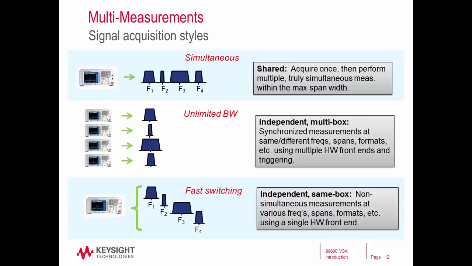The second acquisition style allows you to use multiple independent analyzers, which are all triggered together to capture different signals. These could be spaced anywhere in frequency, but there's going to be some triggering uncertainty between those two. The last configuration is where you use a single analyzer or front end, and you just sequence very quickly between the signals that you want to measure. In that case, the acquisitions are not going to be happening at the same time, but you still will get all of the results displayed together in the 89600 VSA software.